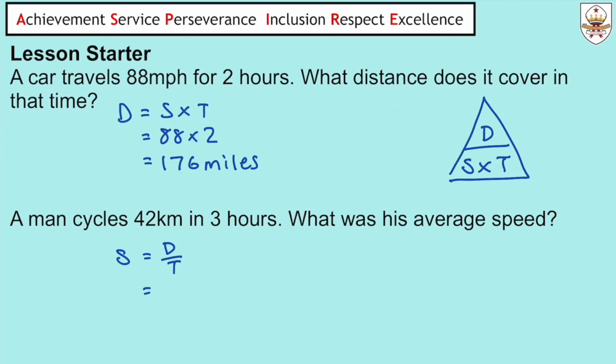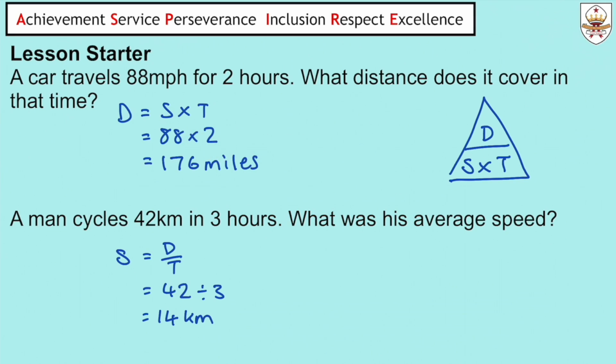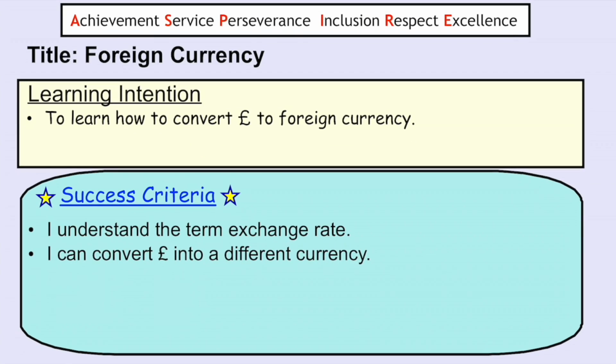Again, if we look at the question, the distance is 42 kilometers, the time is 3 hours. So I'm going to write in 42 divided by 3. Do that on your calculator, and you're going to get an answer of 14 kilometers per hour. Well done.